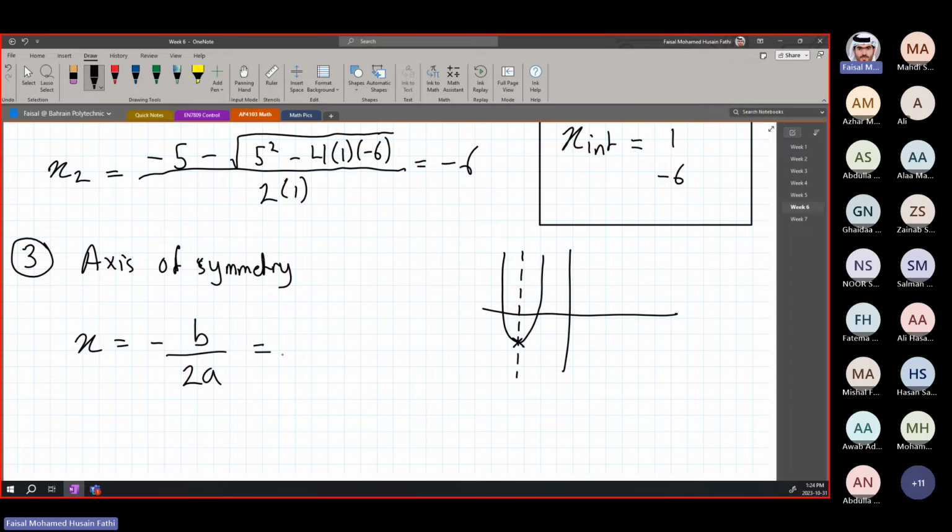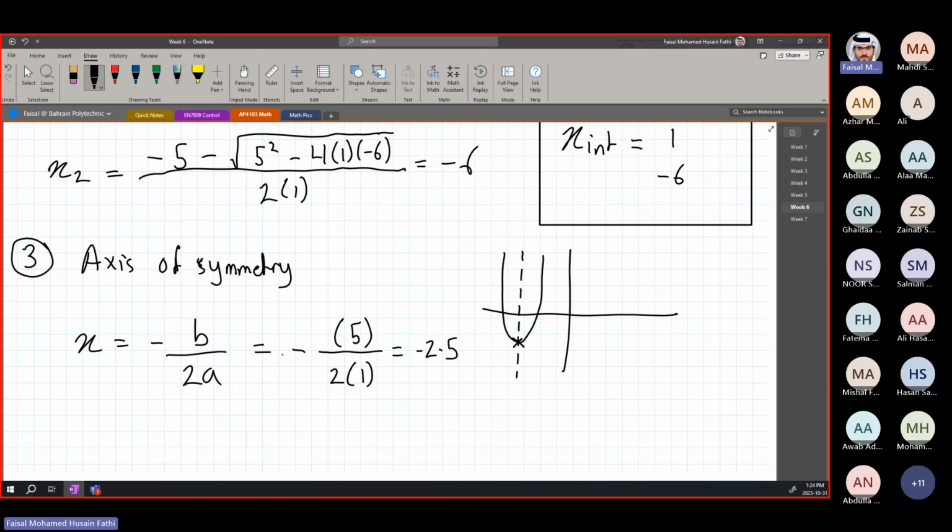In our case, our b is 5, so it's minus 5 over 2a, which is 2 times 1. So it is equal to minus 2.5. So what does this mean? This x is equal to minus 2.5.